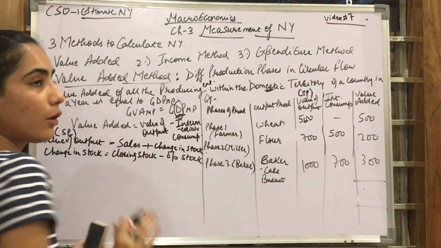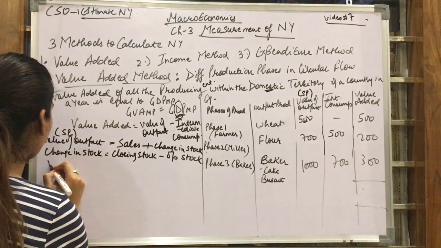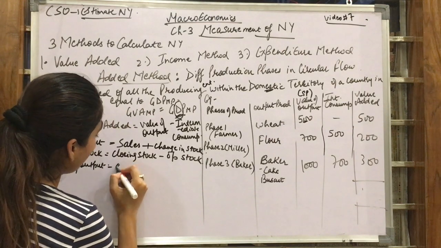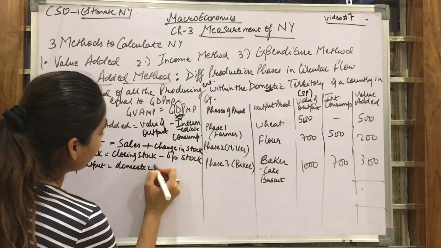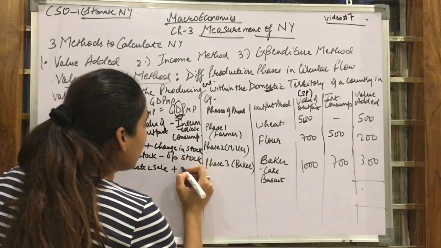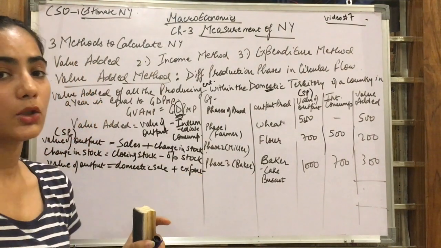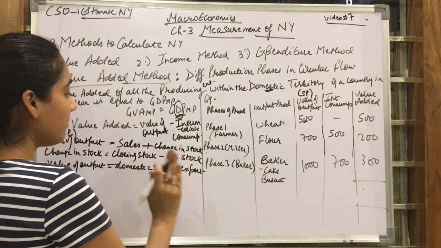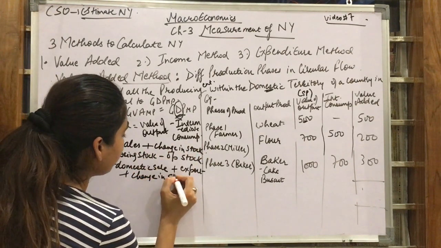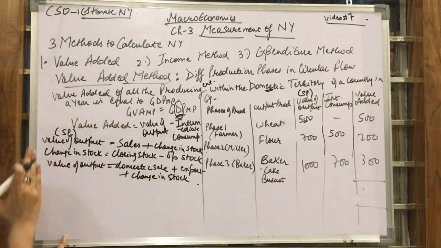But if sale is not given and somehow domestic sale is given, then what will we do? Then value of output will be domestic sale plus the export plus the change in stock. Export means the commodities which we are selling to other countries. So when we sum up these three, we get the value of output.